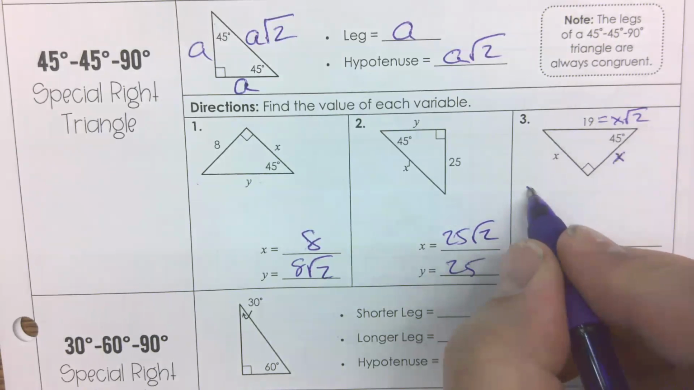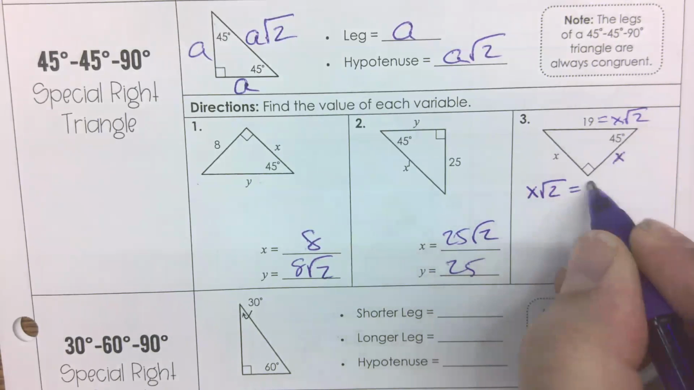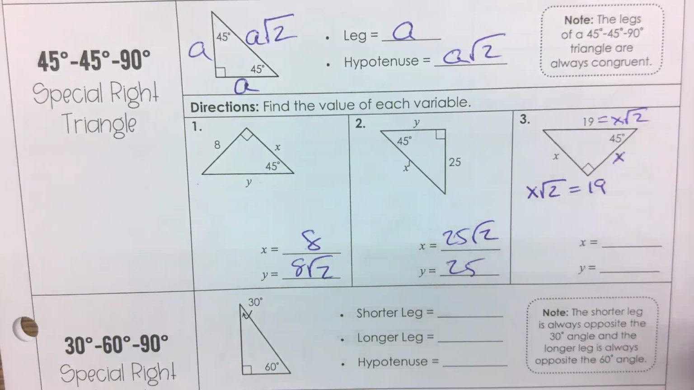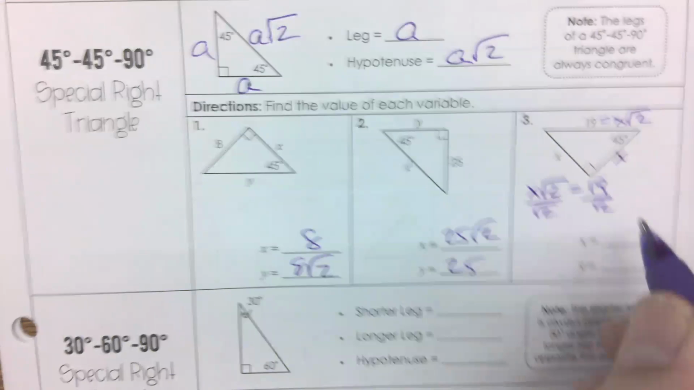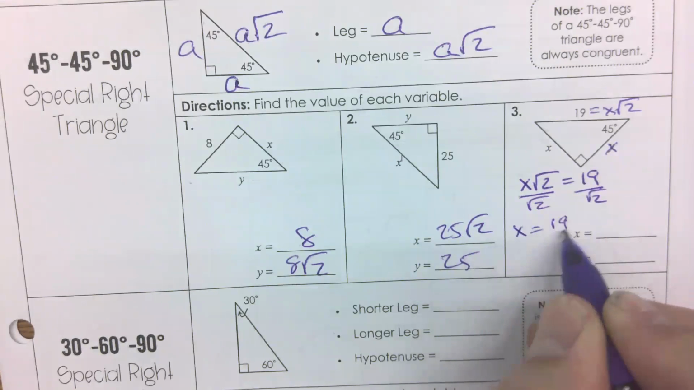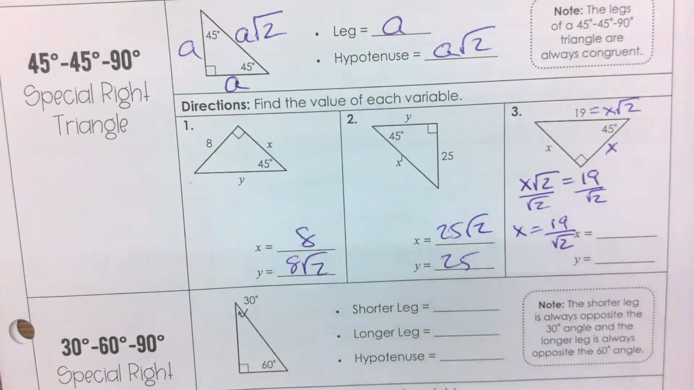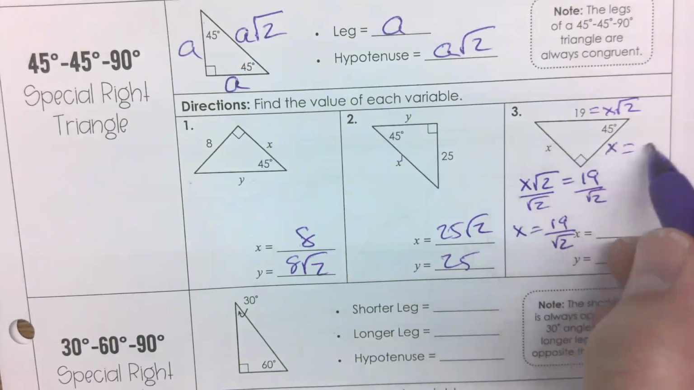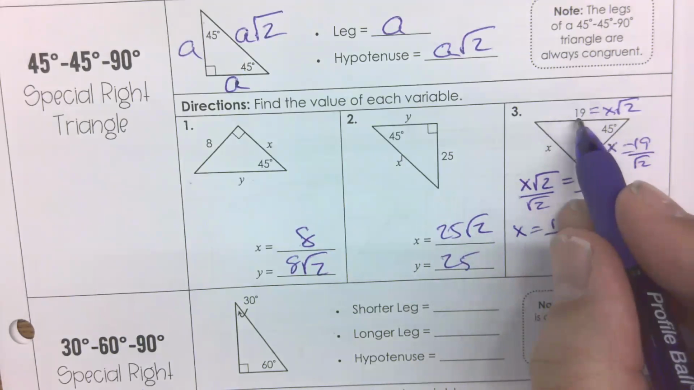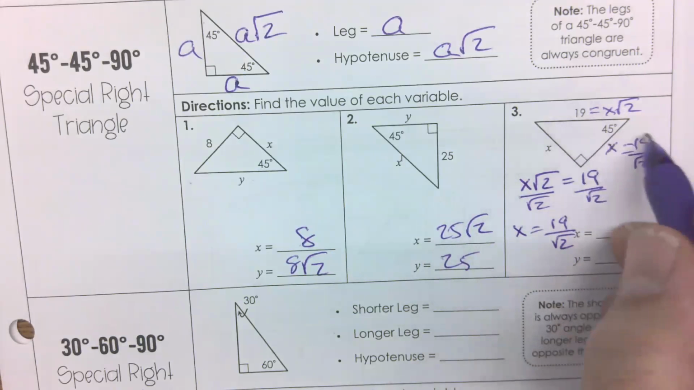So I'm going to take that. I'm going to say X root 2 is equal to 19 in this problem. I want to solve for X. It's being multiplied by root 2, so I divide by root 2. That means X equals 19 over root 2. Does that make sense that if I were to multiply this side, 19 over root 2, by root 2, it would give me 19? Yeah, if I multiply this by root 2, they cancel and it would give me 19.